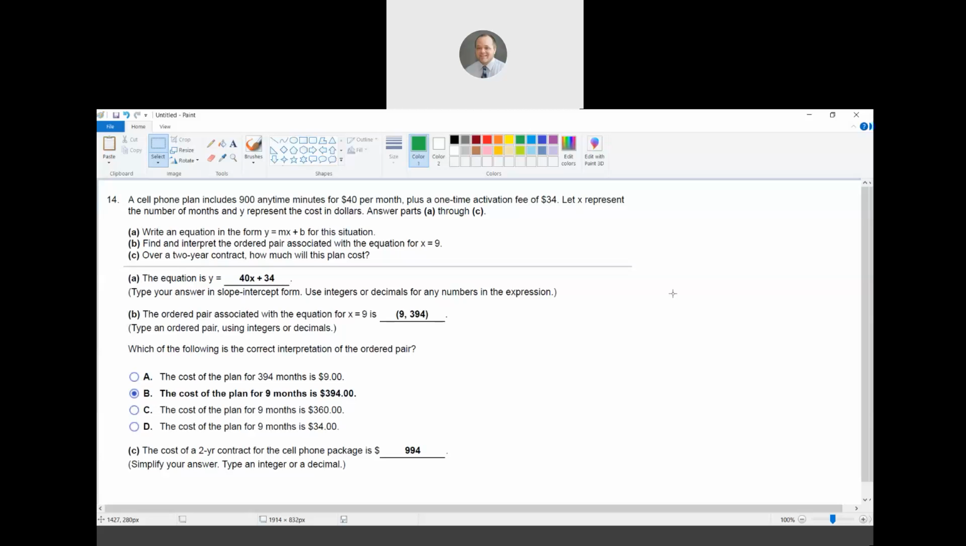All right, a cell phone plan includes 900 anytime minutes for $40 per month, plus a one-time activation fee of $34. Let X represent the number of months and Y represent the cost in dollars. Answer parts A through C. Part A, write an equation in slope-intercept form for this situation. I'm just going to talk you through this answer.